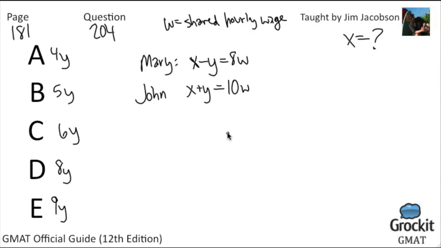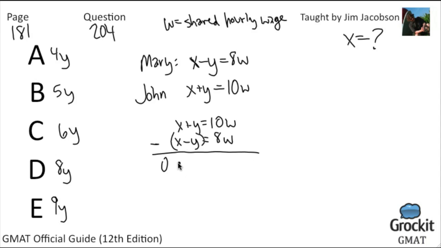So then we can substitute some stuff in here. I prefer the combination method. So if we do X plus Y equals 10W, and we subtract Mary's equation, X minus Y equals 8W. X minus X equals 0. Y minus negative Y equals 2Y. 10 minus 8 equals 2W. So then we arrive at the conclusion that Y equals W.